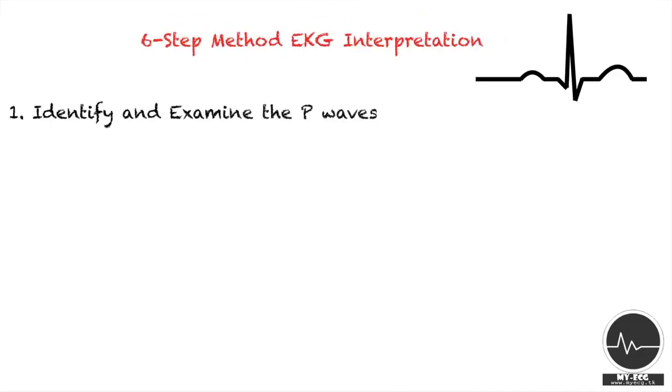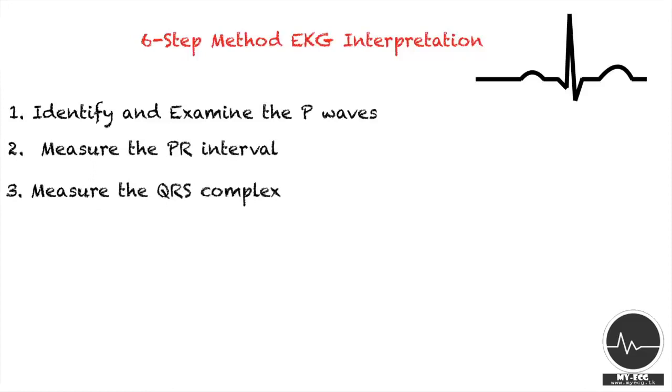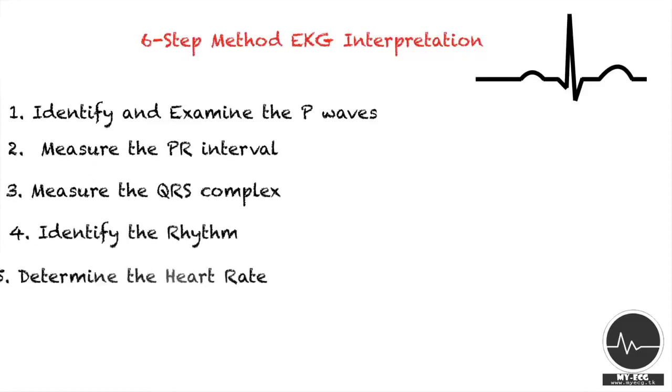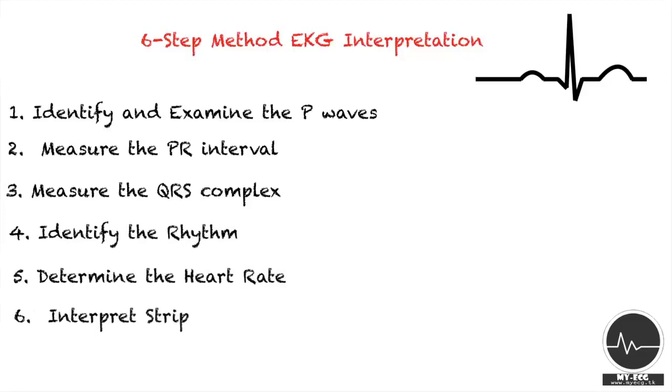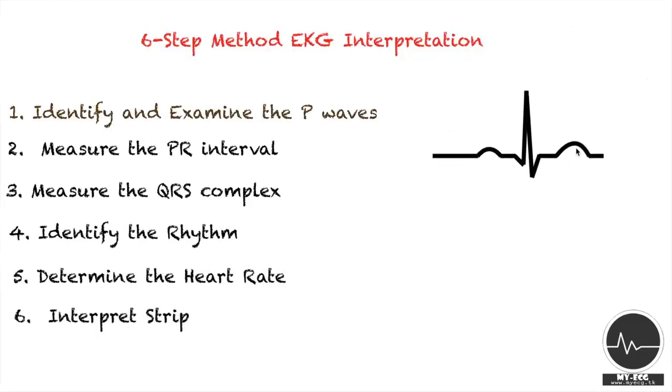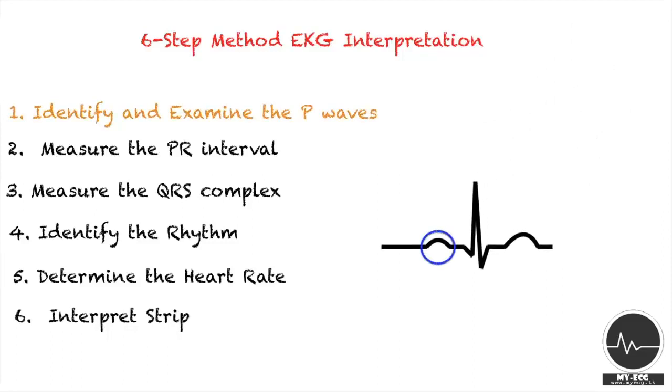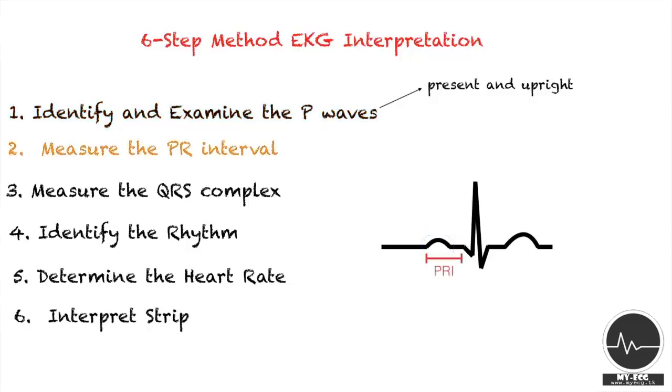First up, we have to identify and examine the P waves, measure the PR interval, measure the QRS complex, identify the rhythm, determine the heart rate, and interpret your strip. And we're going to talk about them one by one. Let's start off with identify and examine your P waves. Right here, the normal P wave would be present and upright. If the P wave is absent or inverted, then it could indicate a form of dysrhythmia such as a junctional rhythm.